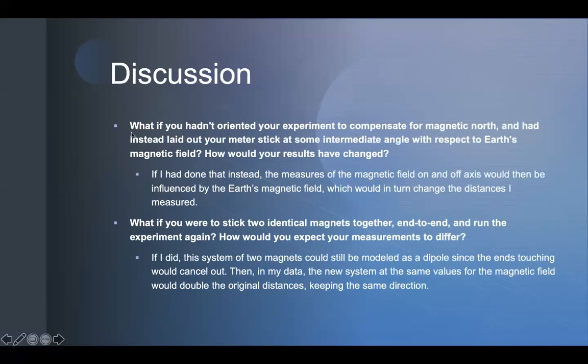Lastly is the discussion. If I had done that instead, the measures of the magnetic field on and off axis would then be influenced by the Earth's magnetic field, which would in turn change the distances I measured. For the second one, if I did, the system of two magnets could still be modeled as a dipole since the ends touching would cancel out. Then in my data, the new system at the same values for the magnetic field would double the original distances, keeping the same direction.